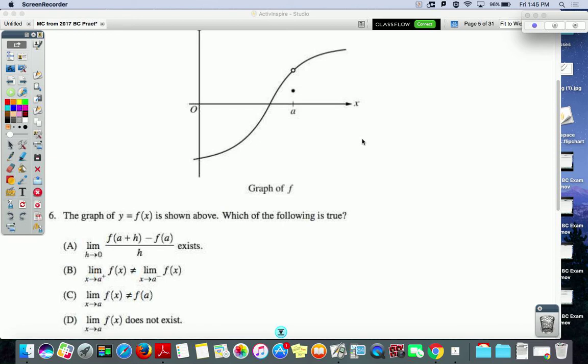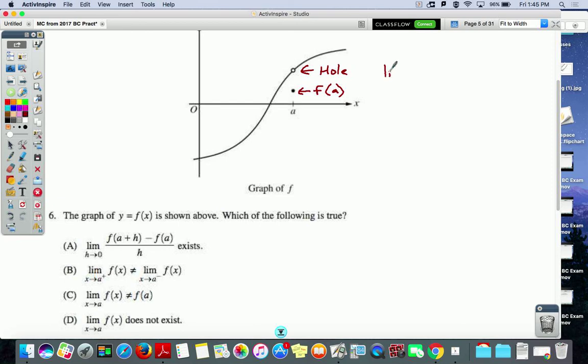So we've got our function, but our function has a hole at this spot right here. And at that hole, there's an actual function value down here. I'm going to call this f of a. Now, what we need to remember about limits is that the limit can exist. So in this case, if we approach a, the limit of the function does exist.